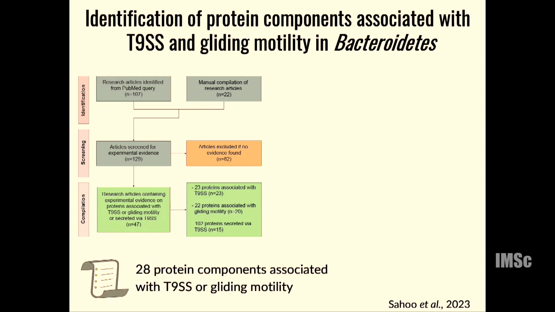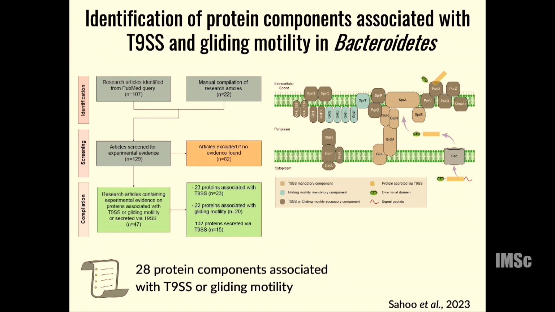We see that there is a large overlap between the proteins associated with T9SS and gliding motility, which suggests that there is an interlinking between T9SS and gliding motility, which people have also observed previously. And this is a schematic that we have drawn based on the subcellular localization of these proteins from the literature, to understand how exactly the secretion happens. Not much is known about all the components. Very few components have been experimentally characterized.